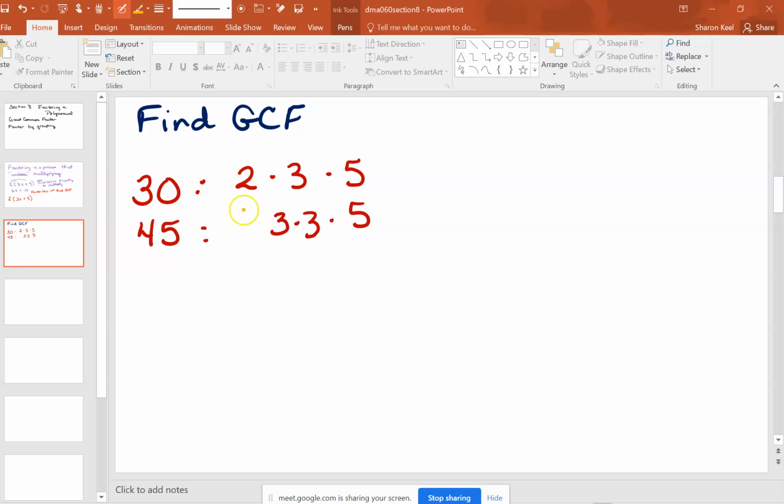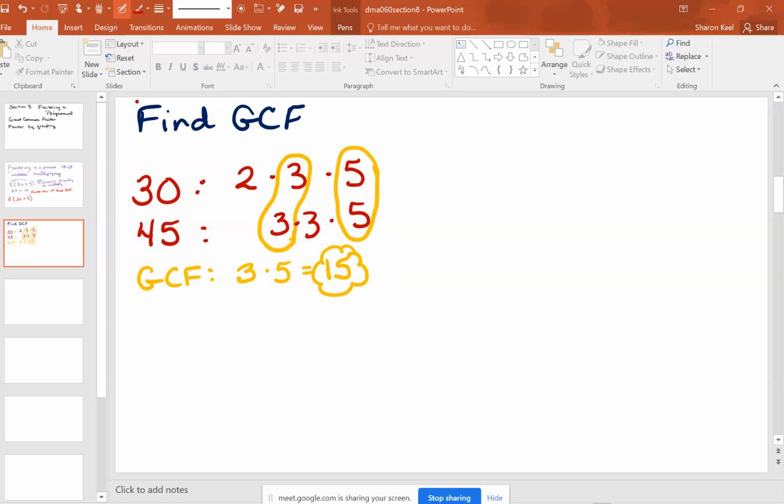This has a 2, this one does not. So it's not in common. The 30 has a 3, the 45 has 2 of them. I can only use one of those for the 45. They both have a 3 in common. Both of them have 1 5 in common. So 3 times 5 would give me 15. So my greatest common factor for these two numbers is going to be the numeral 15.